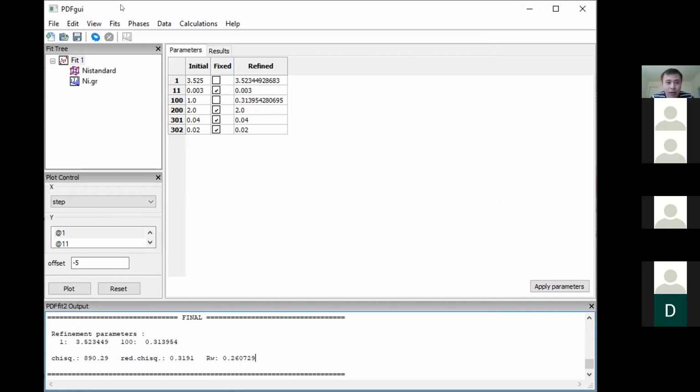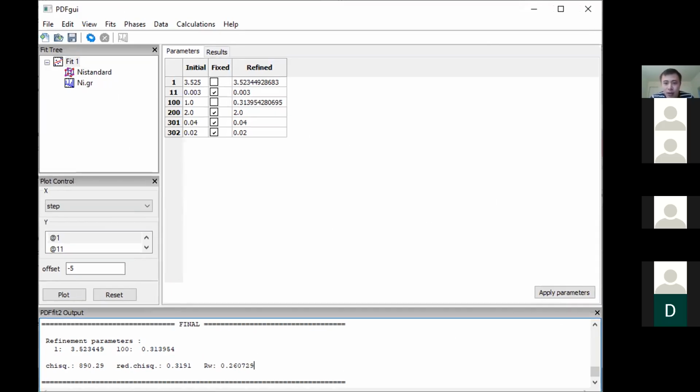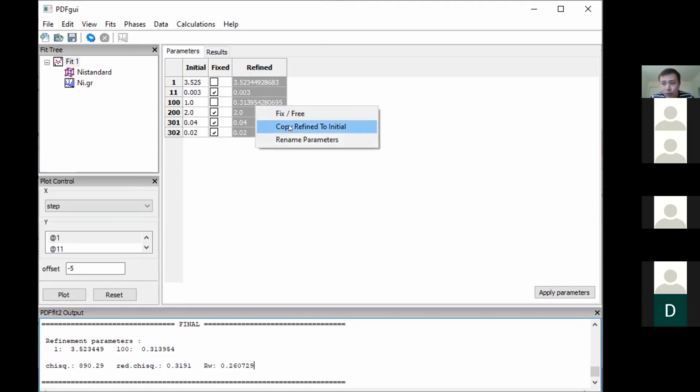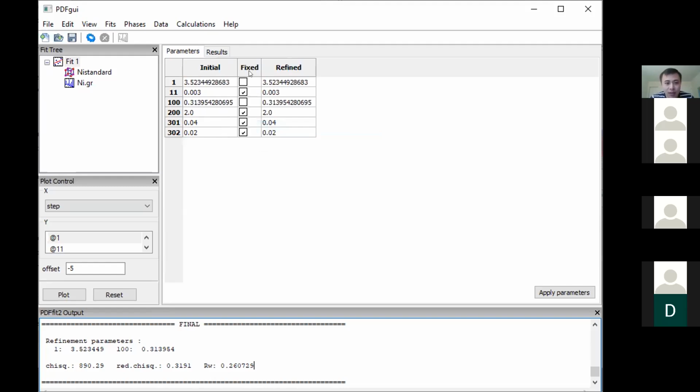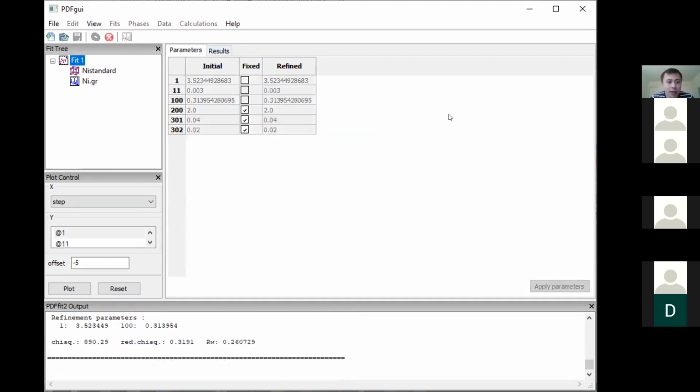And we can go further, as I mentioned. And now we first copy refine to initial. We'll accept it. So they're accepted as new initial values since they are more realistic, they're closer to the real structure. And we carefully will let go of this B value. So let's click again.